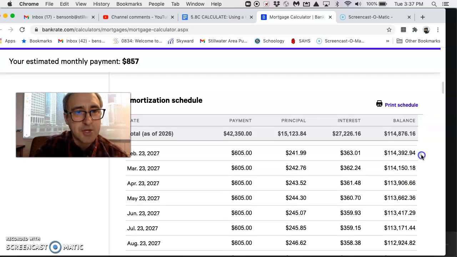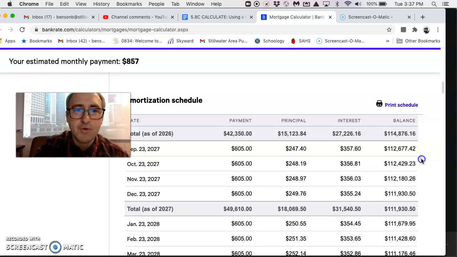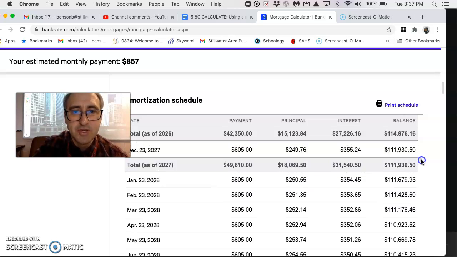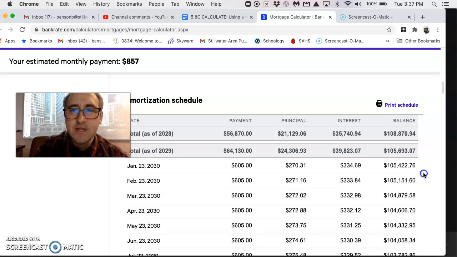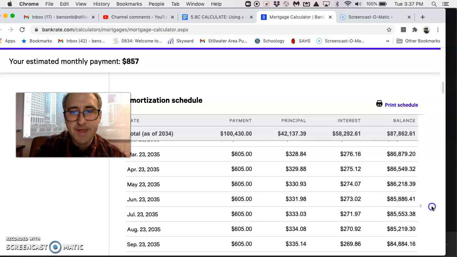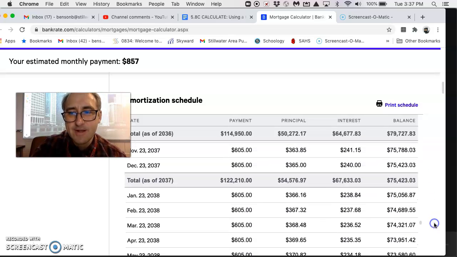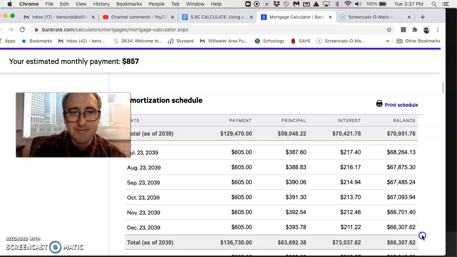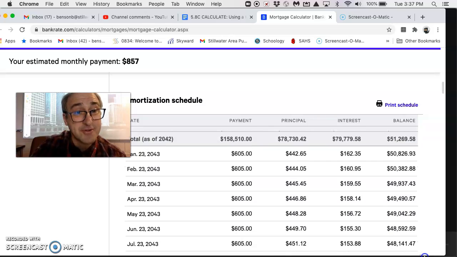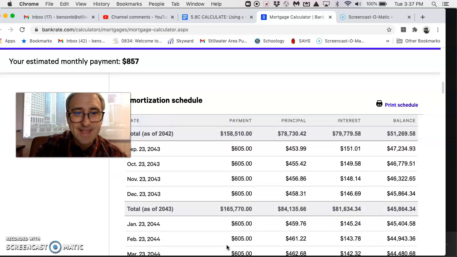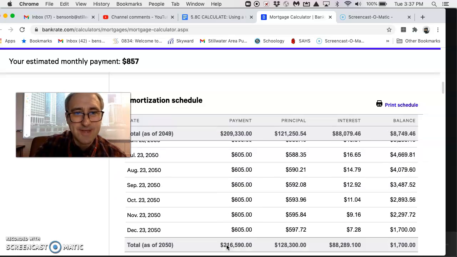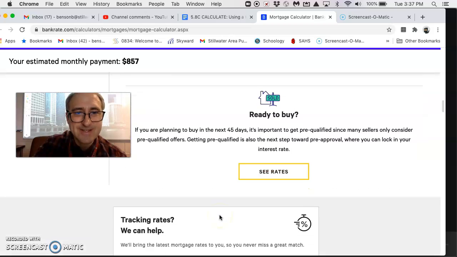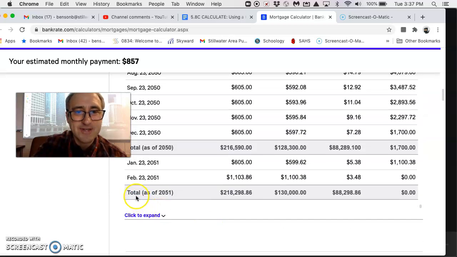Notice how these gray totals are coming up? This is what we're going to actually use to answer question number 2. We're going to go down to where the loan is totally paid off, and we know that when our scrolling here gets us to the bottom of the loan. This is a 30-year loan, so we're going to see 30 gray things. As we get down, oh my gosh, it keeps going. As we get down, we see it's ended.